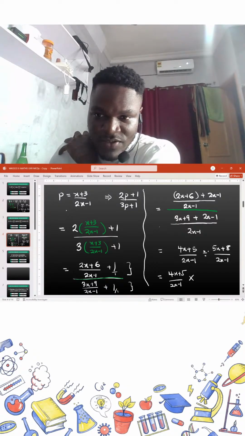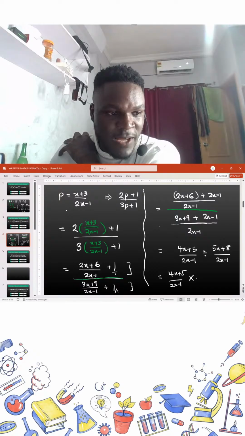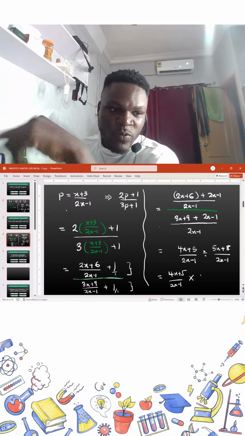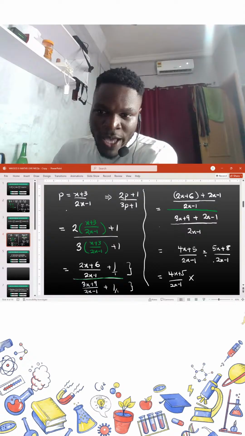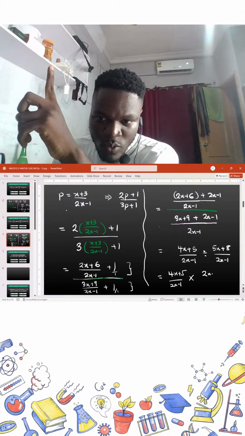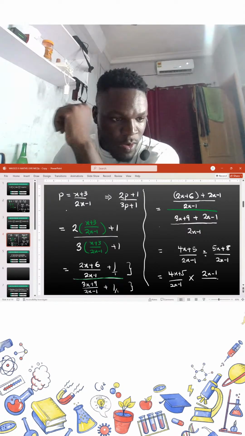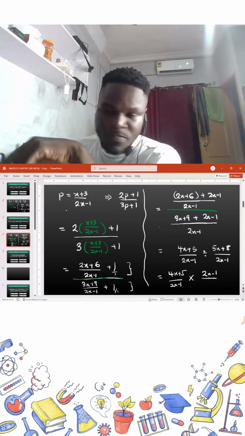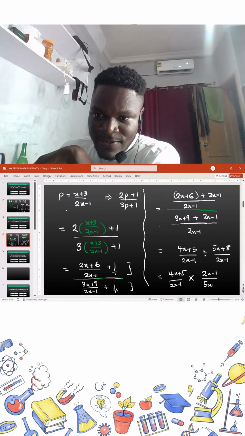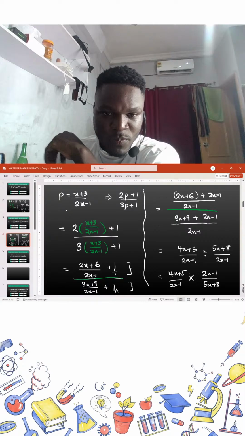Then this division sign will turn to a multiplication sign. And when that happens, we need to flip the expression we have over here. So the 2x minus 1 will go to the top. So we have 2x minus 1 over here, all divided by the 5x plus 8, which will now come to the bottom. So we have the 5x plus 8 at the bottom.